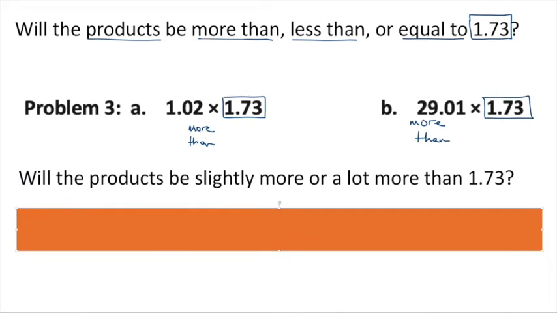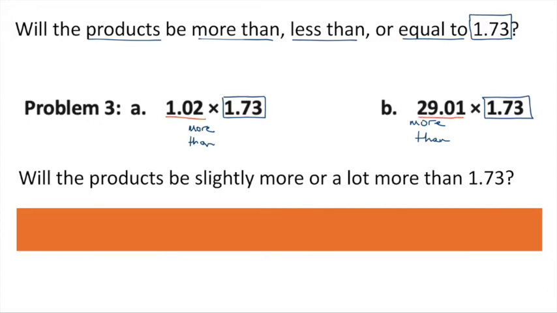Will the products of these two expressions be slightly more or a lot more than 1 and 73/100ths? They will both give us a product that is more than 1 and 73/100ths, but the question is, which one will give us slightly more than 1 and 73/100ths, and which will give us a lot more? Right? So we have to look and consider again, how far are we away from the whole? Which one of these two factors, again, let me use my marker here. Which one of these two factors is closer to 1?